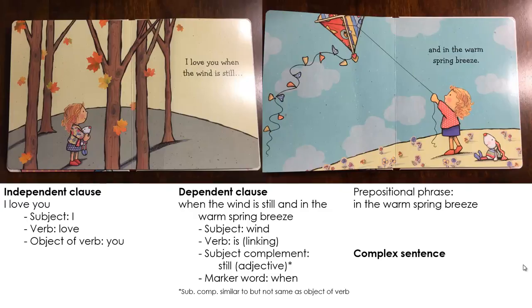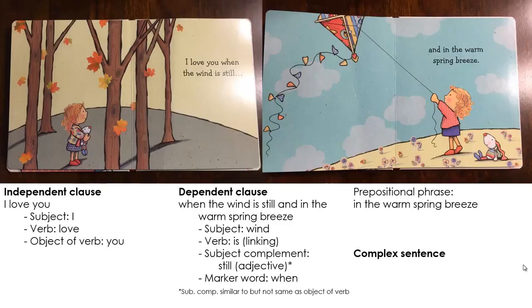So, independent clause, the stuff on the left you've seen before. Dependent clause: the subject is wind, the verb is. It's a linking verb. We've been dealing mostly with action verbs so far. And what is the wind? Well, in this case, the wind is still. This technically is not called a direct object because we're dealing with a linking verb. I'll get to that on the next slide.